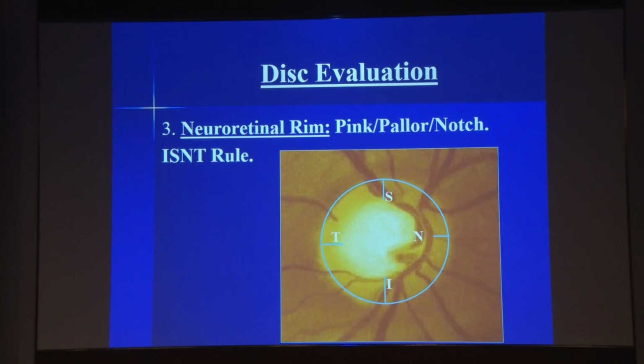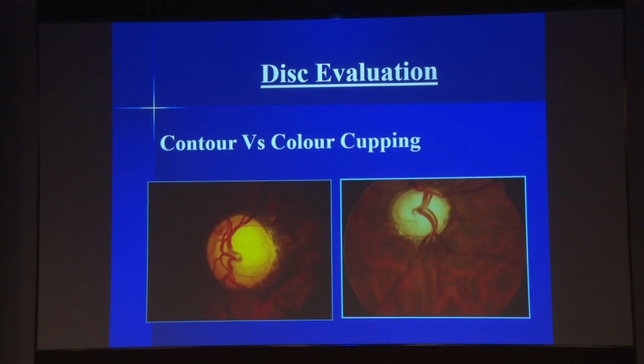If the ISNT rule is obeyed, caveat here, the disc should be straight, the disc should not be tilted. In certain abnormal situations, the ISNT rule is not applicable. But as a whole, in a normal disc, whenever you're looking at it, if the inferior ISNT rule is not obeyed, that can lead to a suspicion of glaucoma.